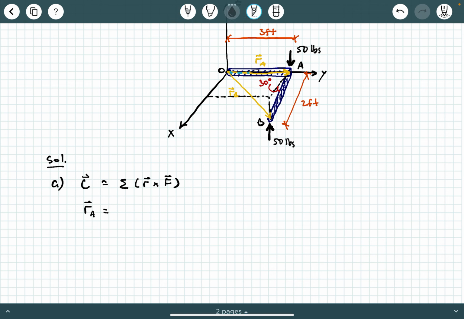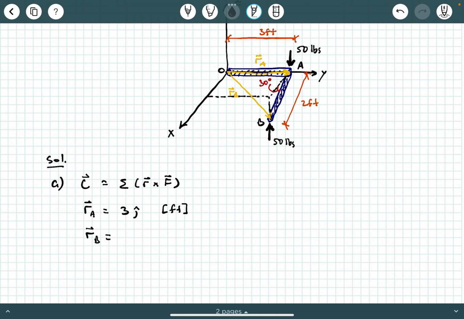RA is completely along the positive y-axis and has a length of 3 feet. So that's just going to be 3j, and of course, that has units of feet, okay? What about RB? RB, we have to do a little bit more work because we're looking for this 3D position vector, but we've covered that pretty extensively earlier in some previous videos, okay?